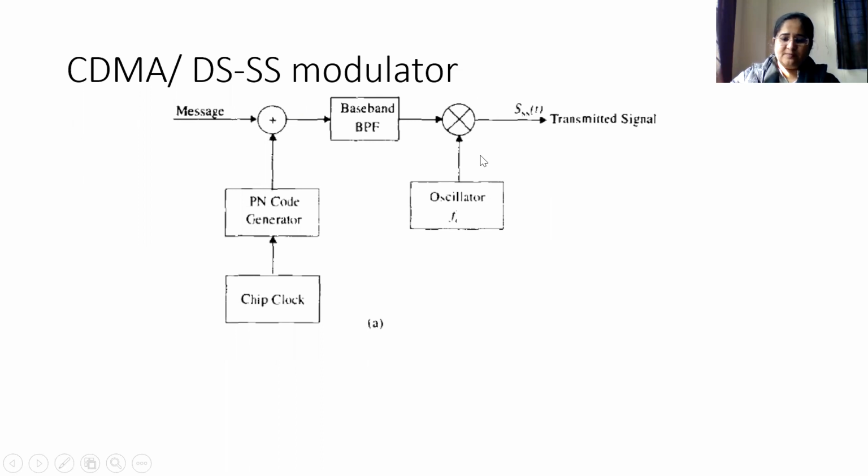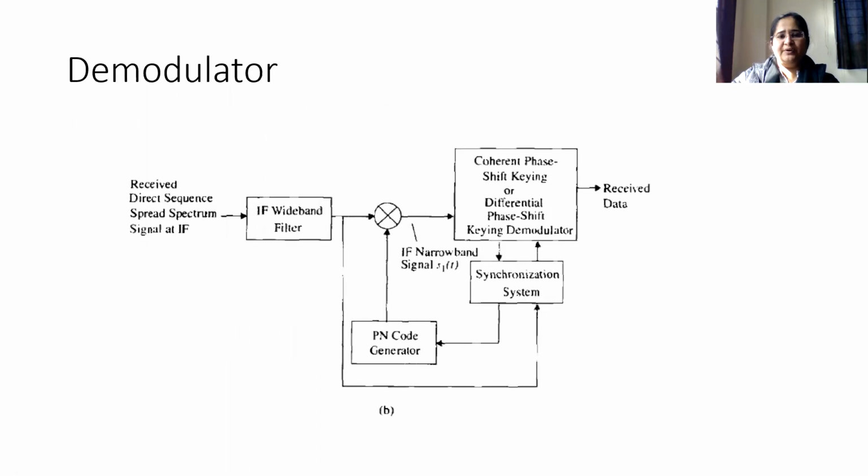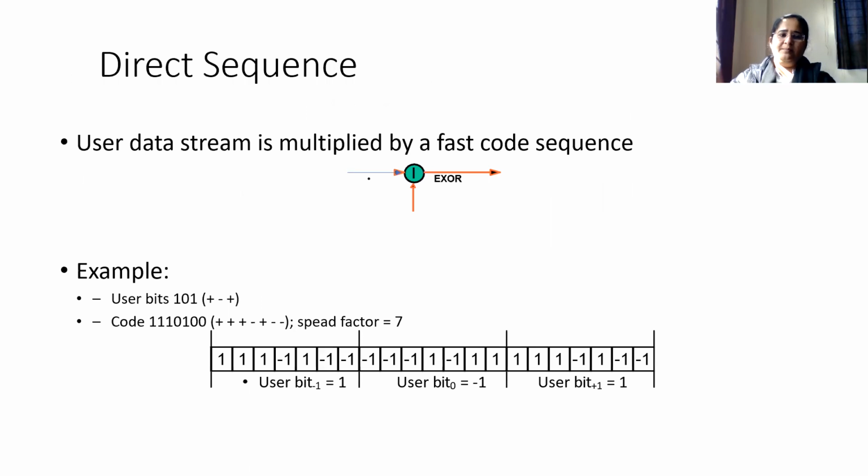For understanding it in a better way, I have taken one example. From this example, we can see the user bits, that is our baseband signal, 101. And this is your PN sequence, the signal having a very large bandwidth. We can see that this is a 7-bit code, so the spread factor of this code will be 7. Now we need to multiply, or XOR, this signal with this code signal.